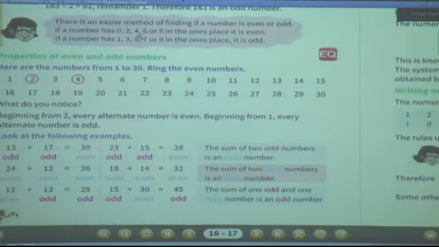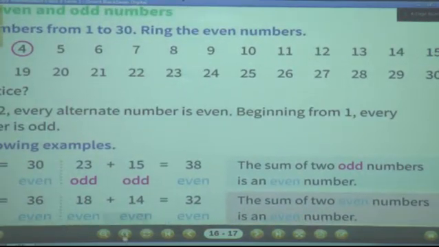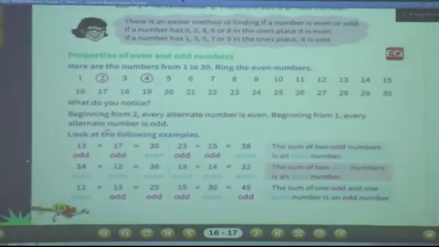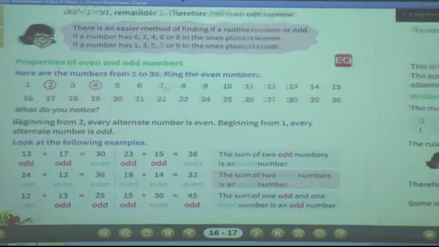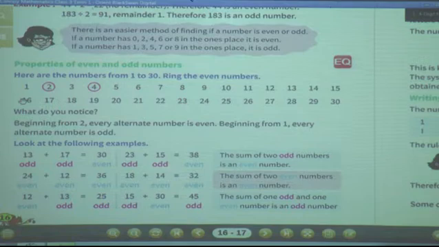Okay. So now, can you see this screen? Yes. Now see here, some numbers are given to you. 1 to 30 numbers are there. And what you have to do? Here you have to ring the even numbers. We have to find out the even numbers.